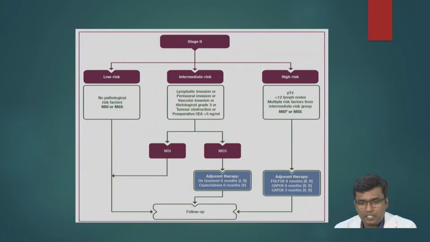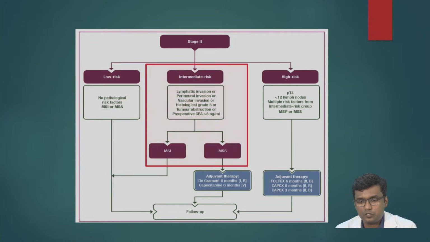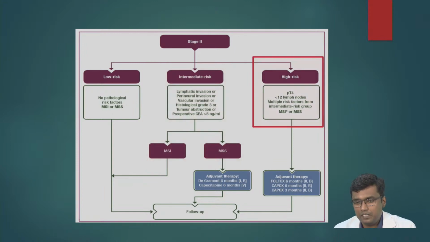So for stage 2 low risk, they go into observation. For the intermediate risk group, again based on the MSI status, if there is microsatellite instability, they go into observation because of the better prognosis. And for patients with microsatellite stable status, they should receive 6 months of capecitabine. So for the high risk group, again we have the option of 3 months of CAPOX or 6 months of either CAPOX or FOLFOX, depending upon the risk factors present.